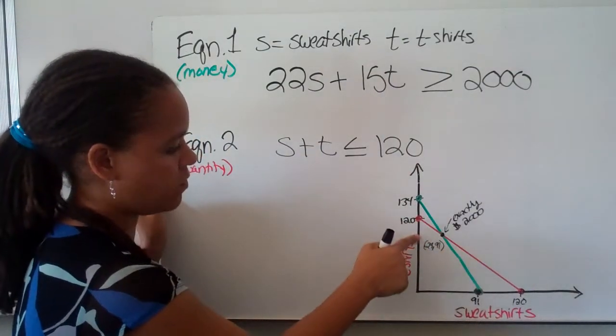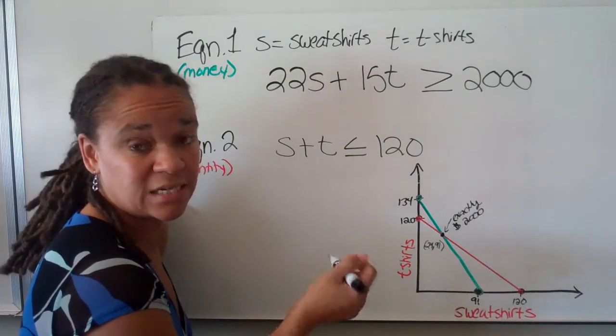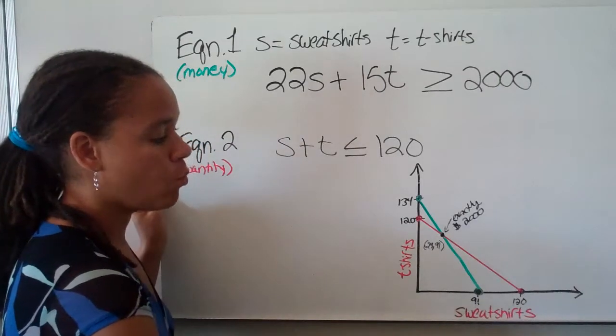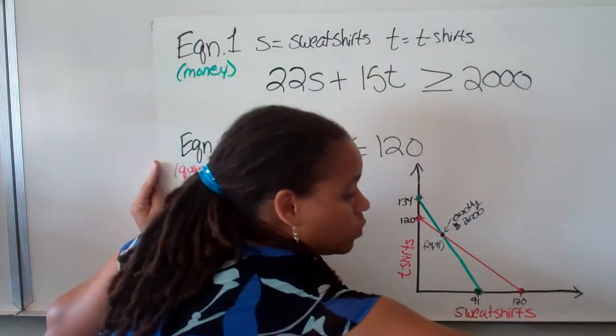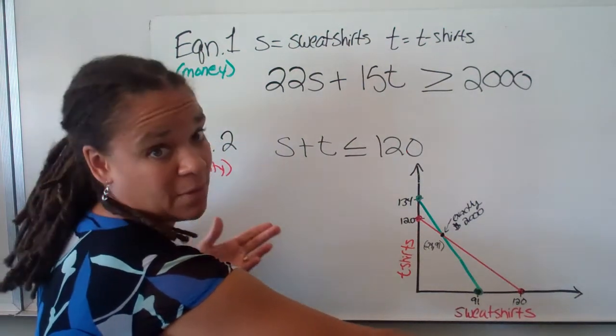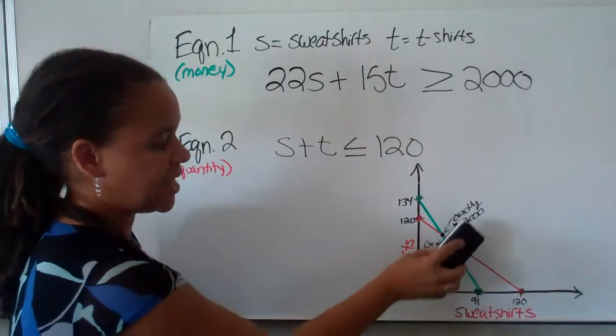So the green and the red intersect at one point. Well, that one point, if we were solving a system of equations, that one point would tell us exactly how we could make $2,000. But we don't want exactly $2,000. We'd be happy if we made more. So let's graph it as an inequality. Just keep in mind, that's exactly $2,000.